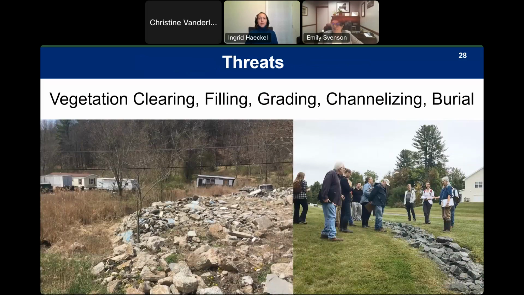And the last thing I'll touch on in this introduction are some of the common threats to these resources, specifically threats related to local land use. Vegetation clearing, filling, grading, these continue to be common plights of small wetlands to make way for new development. And similarly, small streams are often channelized or buried in pipes.